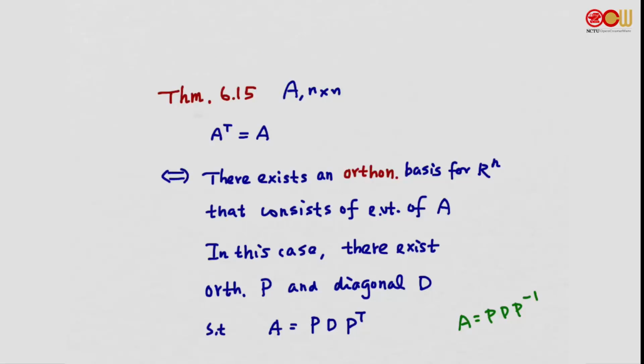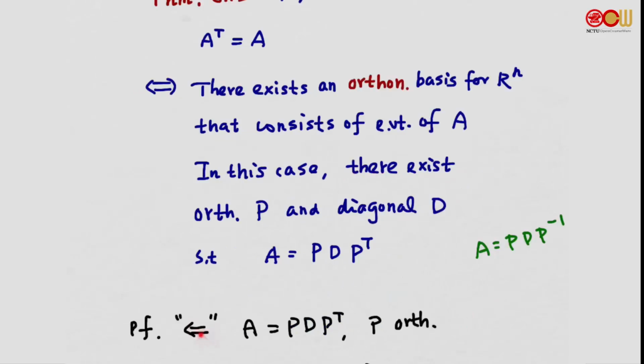This is an if and only if result. Which direction do you think might be easier? Well, this is a very lengthy description, so it will be easier if we can show that A transpose is equal to A from here. Let's start with this direction. We already know that A is equal to P D P transpose, where P is orthogonal. Now let's see if A is symmetric in this case.